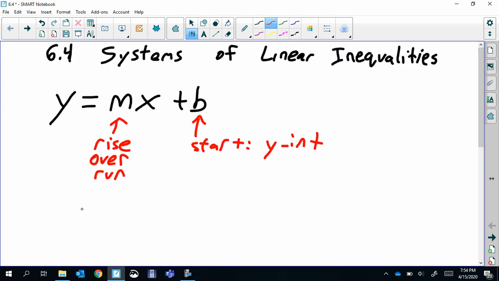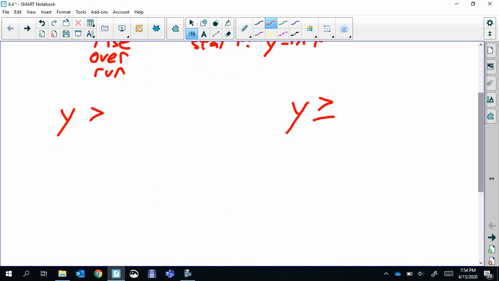But now we're looking at inequalities, which means we could have y is greater than, or y is greater than or equal to, something like that. So we're going to look at those four things. Let's start with the difference between greater than, less than, or greater than or equal to, less than or equal to. If it is or equal to, we're going to be graphing a line.